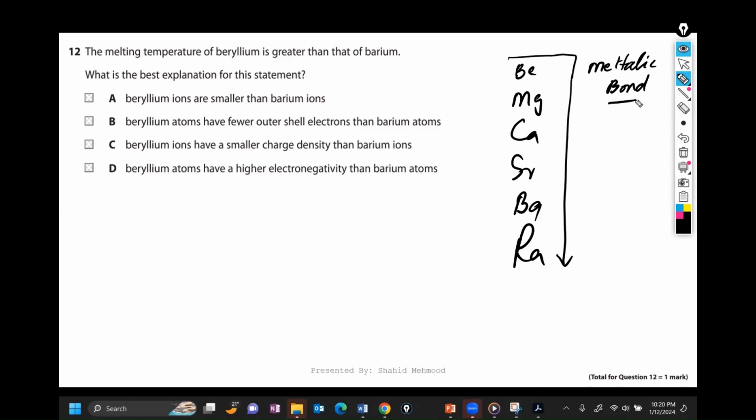If the attraction between the positive ions and the sea of delocalized electrons is stronger, it will need more energy to separate or break the bonds, giving a higher melting point. And if this force of attraction is weaker, it will need less energy to separate the ions from the electrons and will have a low melting point. Now, down the group, you see the size of the ion is increasing. So beryllium ions are smaller than barium ions. So you get the answer in the first option. Beryllium ions are smaller than barium ions. Yes, that is the correct option.